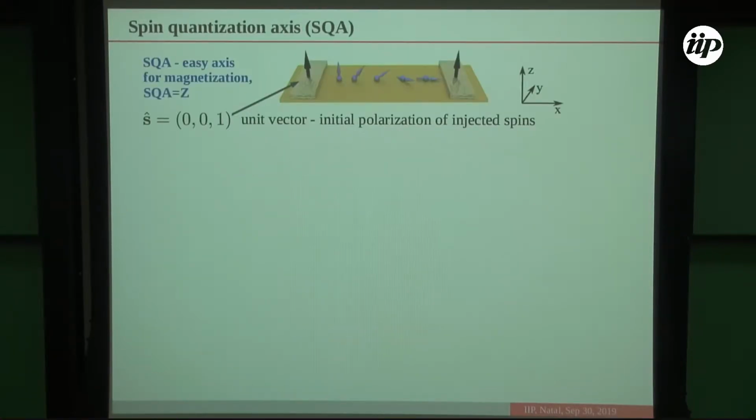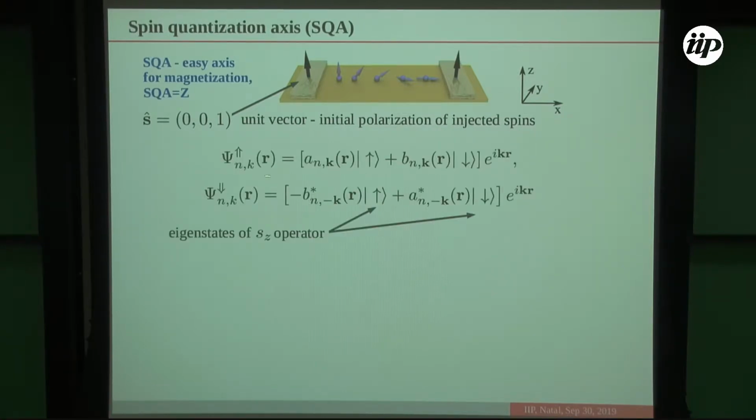We had talks today about how this is done in experiments, where we can inject spins oriented differently with respect to our sample. This is my sample here, let's say graphene. Here are the ferromagnetic leads, and we can, for example, polarize the injected spins in the ferromagnetic electrodes so that they are polarized out of the plane. I will call this the spin quantization axis, and I will now describe how it corresponds to the Hamiltonian.